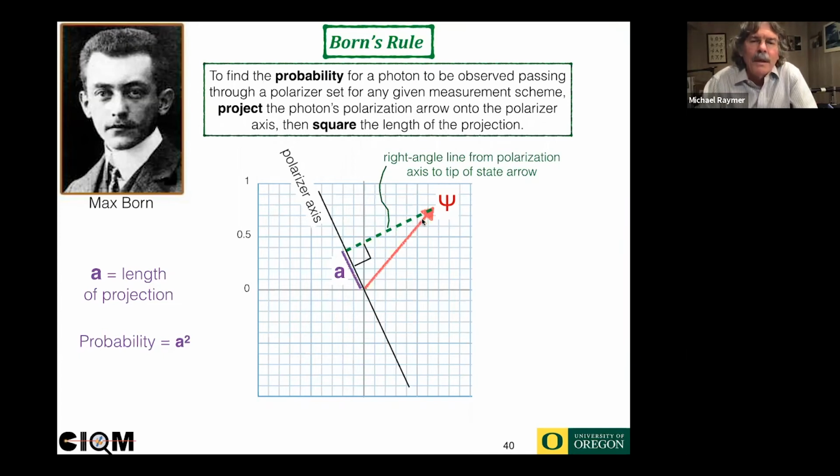So for example, if we have the state psi for a photon that's been prepared in this red arrow state, and we analyze that with a polarizer whose axis is along this angle, we want to know the probability that the photon is going to pass through that polarizer. Born said, you project the tip of the arrow with a right angle line onto the polarization axis. You measure the length of that segment, which has a length of A. That's what I called earlier the length factor. It's the length of the projection. And then we square that number.